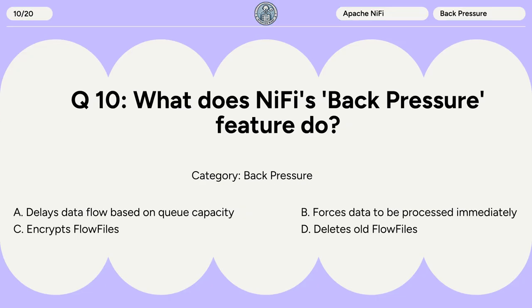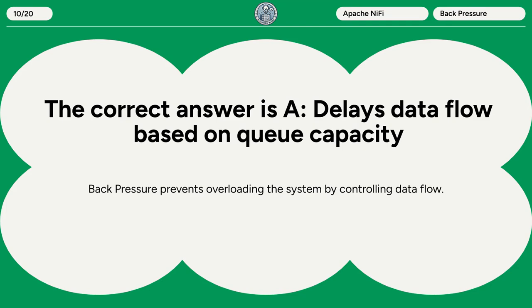Question 10. What does NiFi's back pressure feature do? A. Delays data flow based on queue capacity. B. Forces data to be processed immediately. C. Encrypts flow files. D. Deletes old flow files. The correct answer is A. Delays data flow based on queue capacity. Back pressure prevents overloading the system by controlling data flow.